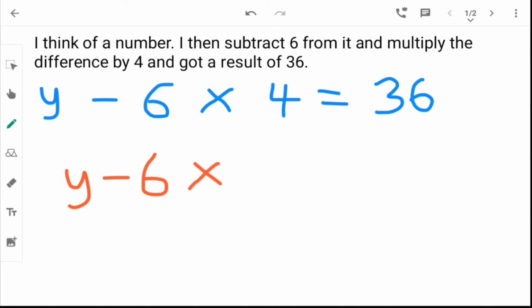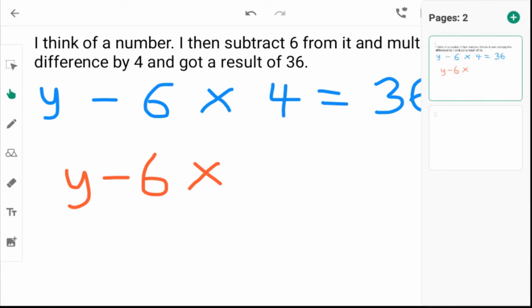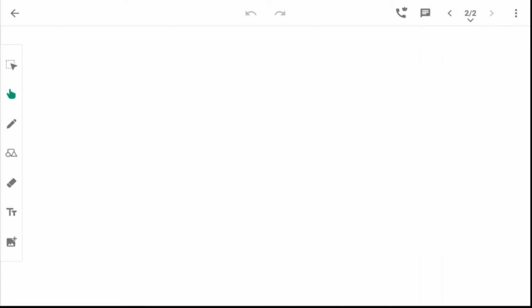But, what are we multiplying? We are told that we are multiplying the difference. We know that the difference is the answer you get when you subtract. What did we subtract? Y minus 6. But we don't actually know what the answer to that is. Still, we can use our expression as the difference. Let's explore that idea briefly.